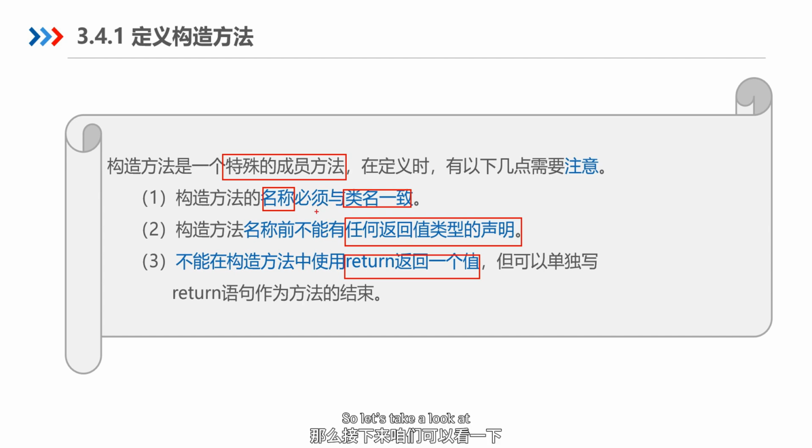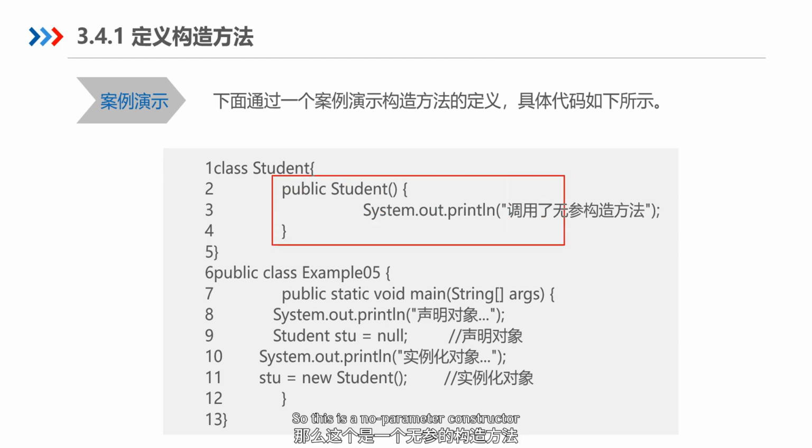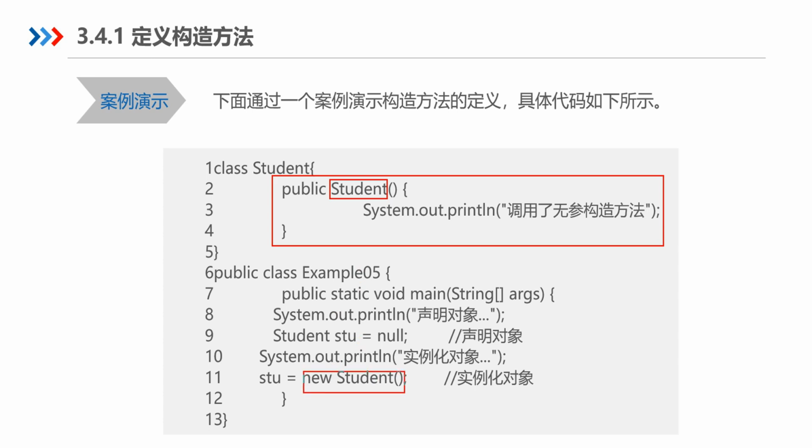So let's take a look. What does the constructor method do? It's called when we create, or initialize, the object. So this is a no-parameter constructor. Notice that it doesn't have a return type, and the method name is the same as the class name. So when we create an object, we'll call the no-parameter constructor.